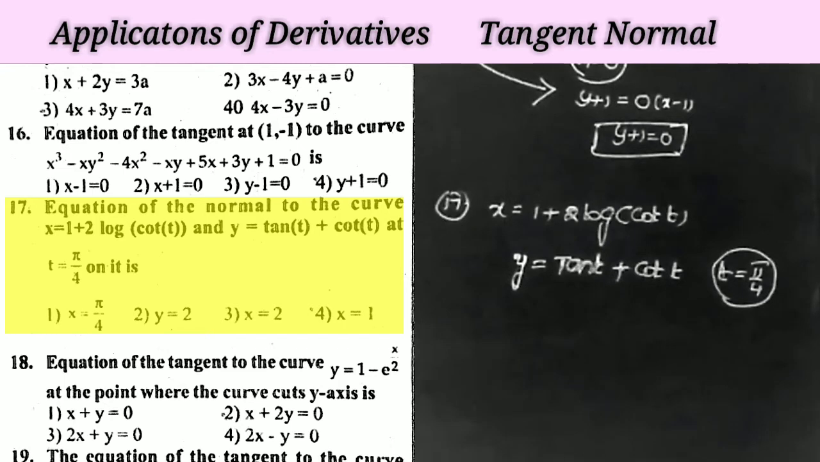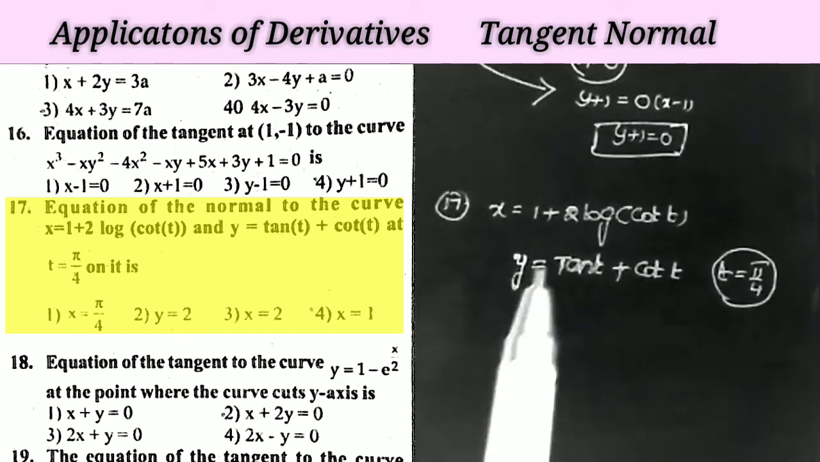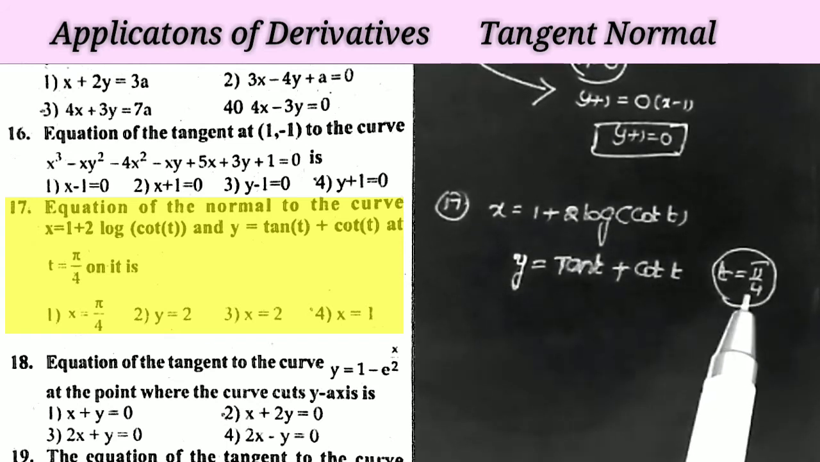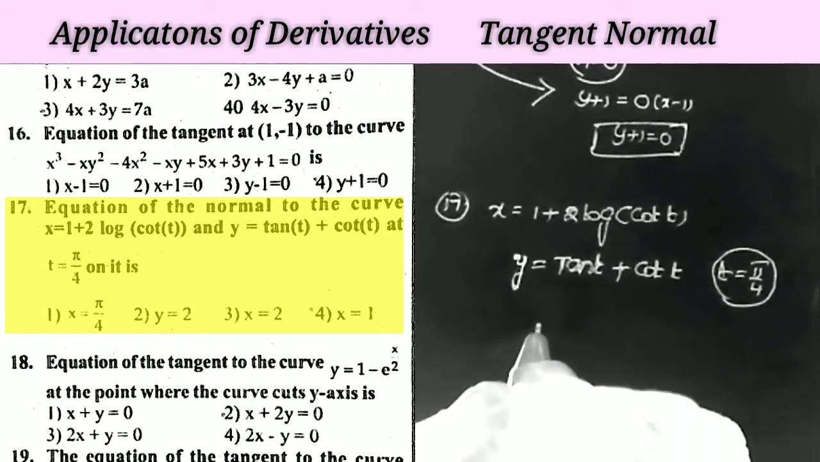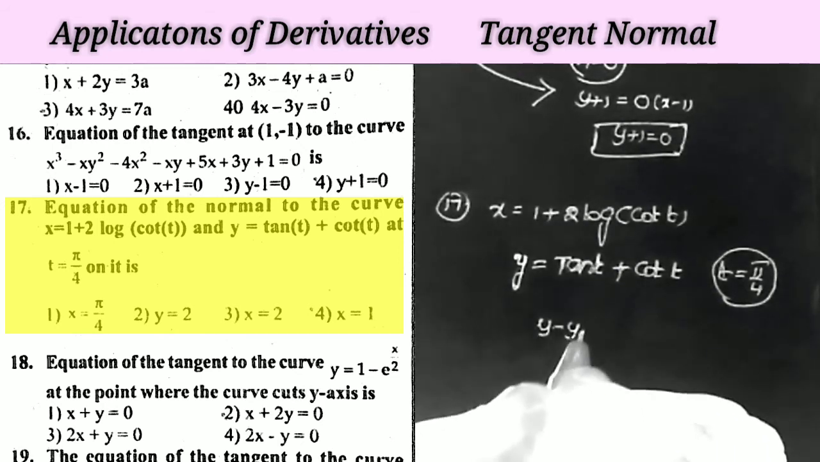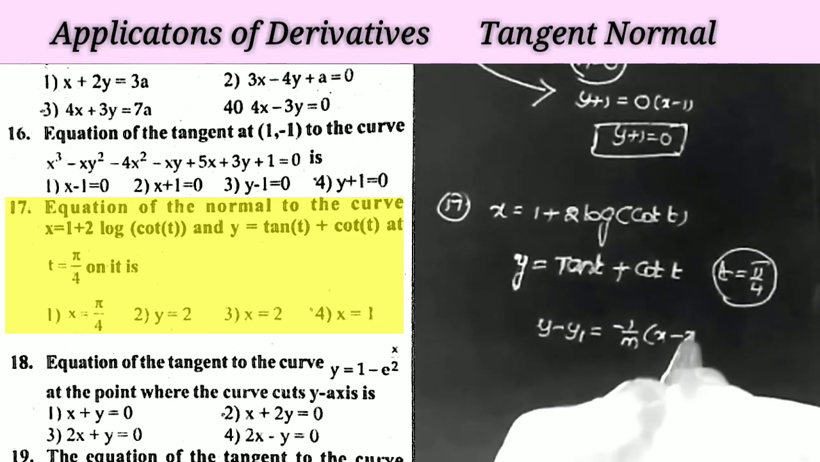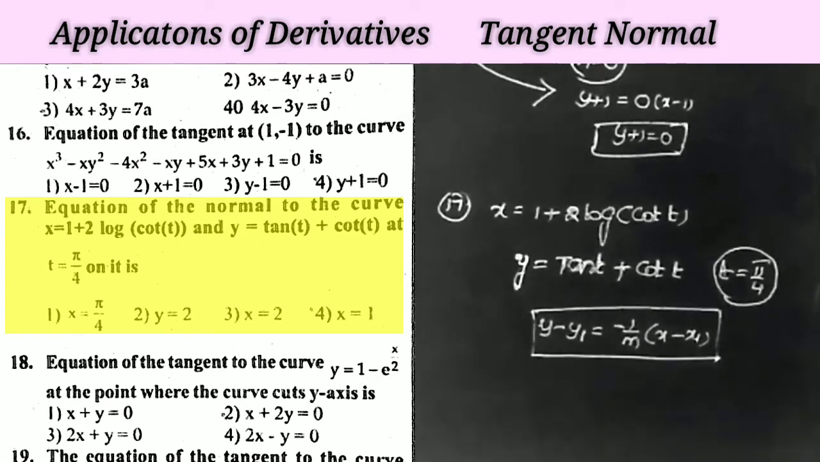The equation of the normal to the curve x is equal to 1 plus 2 log of cot t and y is equal to tan t plus cot t at t is equal to pi by 4. We want the equation of the normal at t is equal to pi by 4. What is the equation of the normal formula? Y minus y1 is equal to minus 1 by m into x minus x1. This is the equation of the normal.